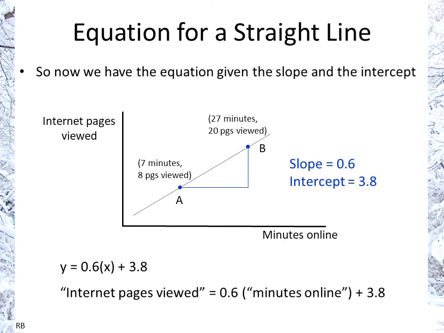Now, actually, this example is an indication that this is an estimate. Because if you took the value of 0 minutes online, then y would equal 0.6 times 0, which would be 0, plus 3.8. It's not realistic that we'll have 3.8 internet pages viewed with 0 minutes online. So in reality, it's probably a non-linear relationship, or there's something with the data there. It is, of course, as you can see, an estimate.